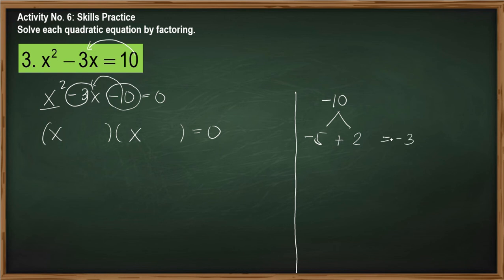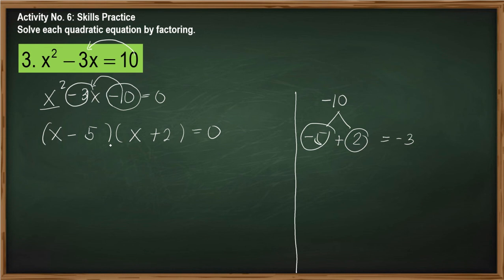Okay? So, masanay din kayo mag-isip ng factors later. Kapag hindi nyo agad-agad itong maisip, isulat nyo lahat ng possible factors ng negative 10 na kapag i-add equals negative 3. So, we write now the factors. Negative 5. Again, we consider the sign, or the sign becomes the operation now. Negative 5 and positive 2. At pwedeng mauna ang positive 2 bago ang negative 5.